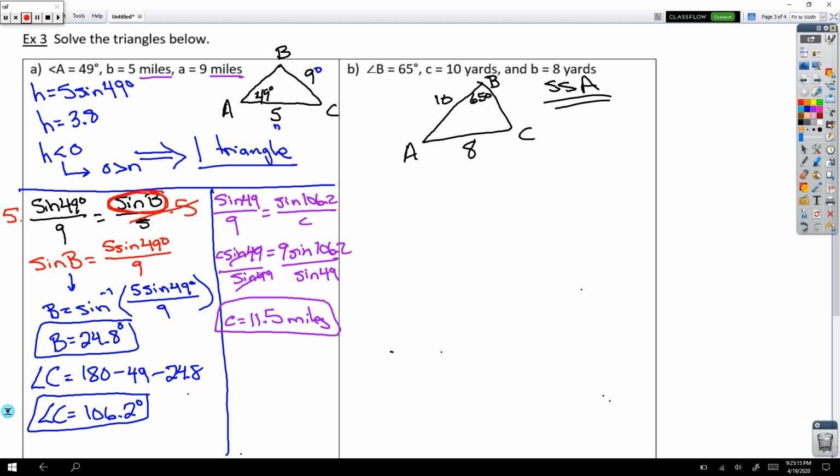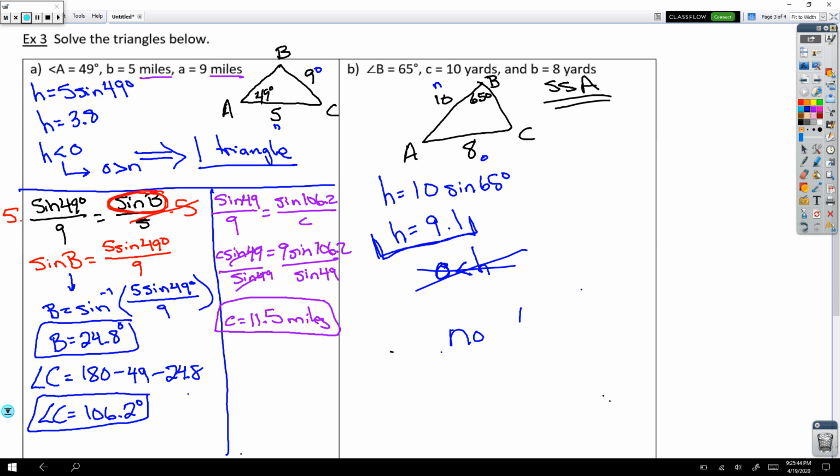So here is my adjacent side, here's my opposite side, so let's find the height. 10 sine of 65 degrees. So my height would be 9.1. So let's compare that to the opposite side. So here, the opposite side is now going to be less than the height, which can't happen. Okay? So we would have no triangle.